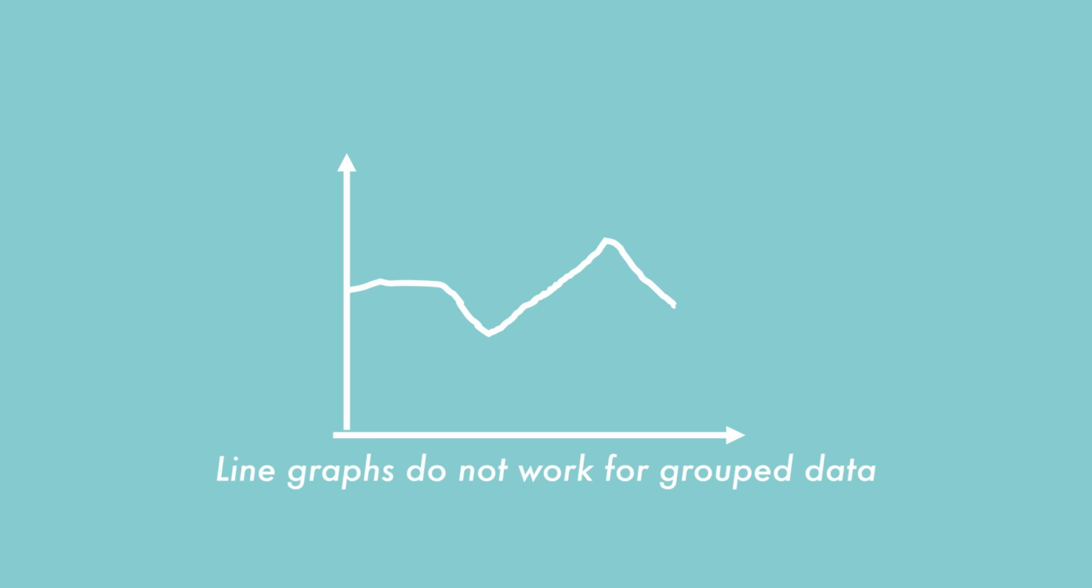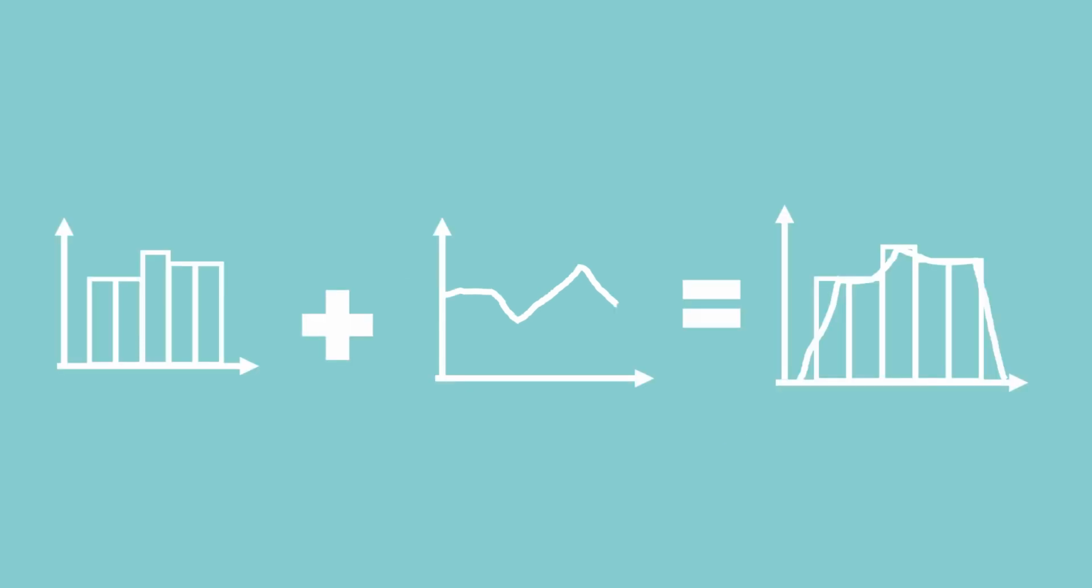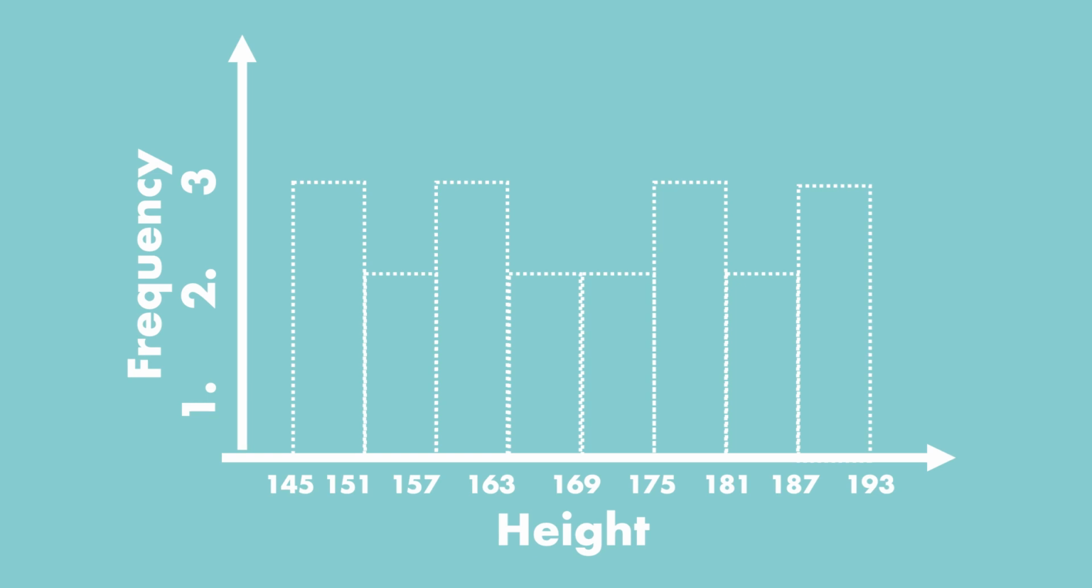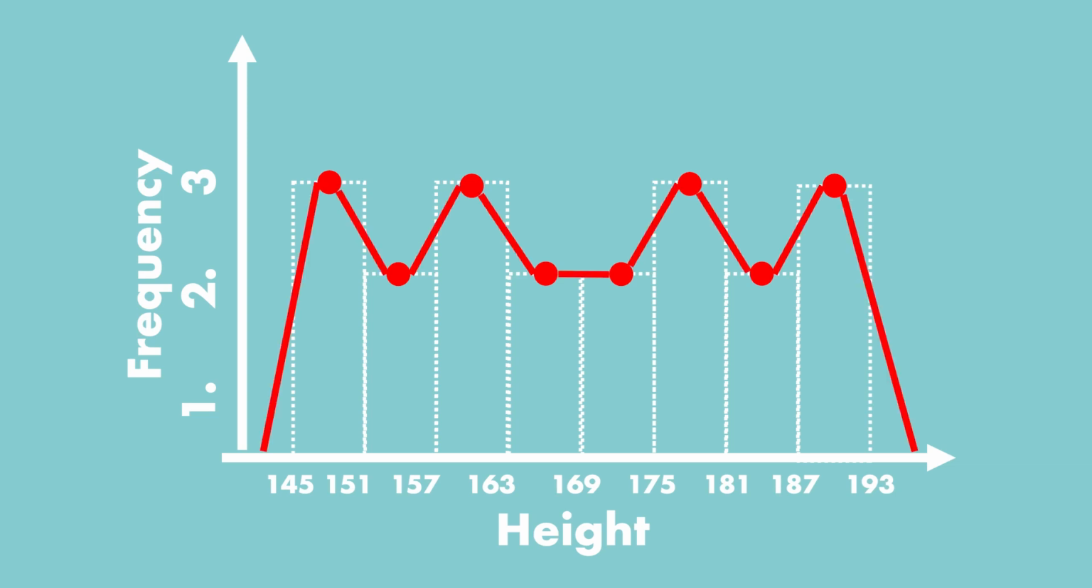If you remember, line graphs do not work with grouped data. So this chart is fundamentally a combination of a histogram and a line graph. To construct a frequency polygon, take the same steps as for a histogram. A frequency polygon was constructed from the frequency tables shown for the histogram example. We obtained it by first plotting the midpoints of each interval and then connecting them with line segments.